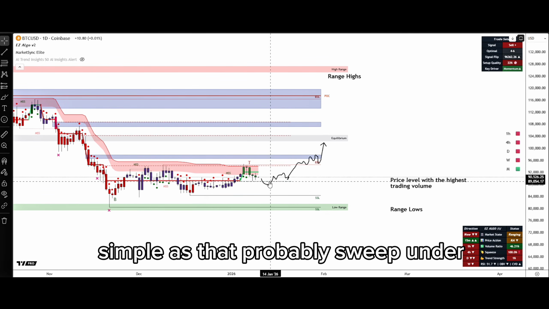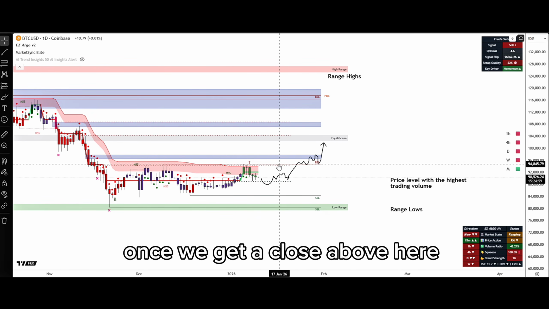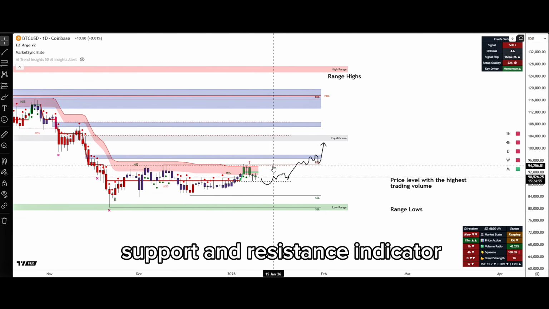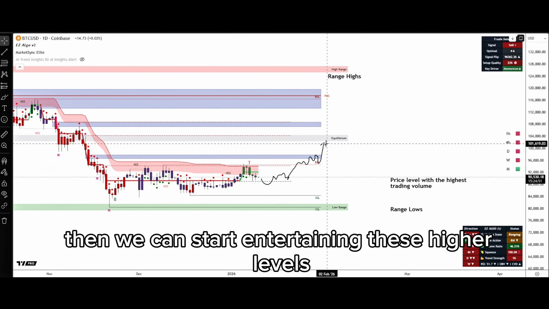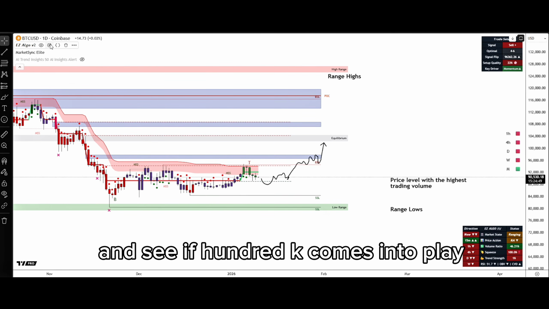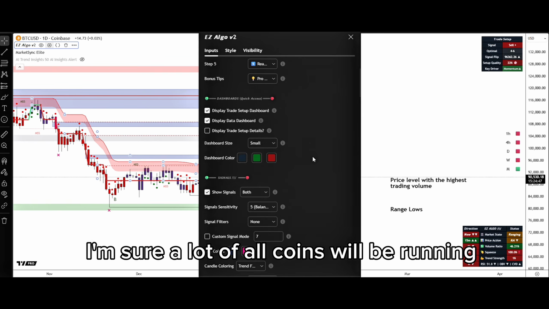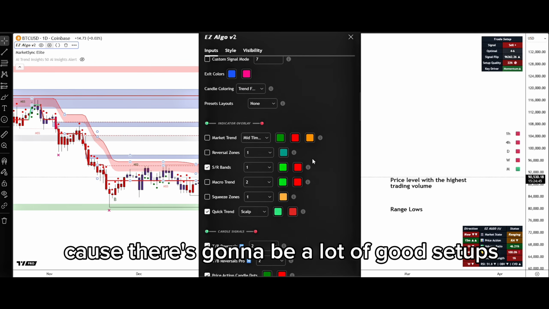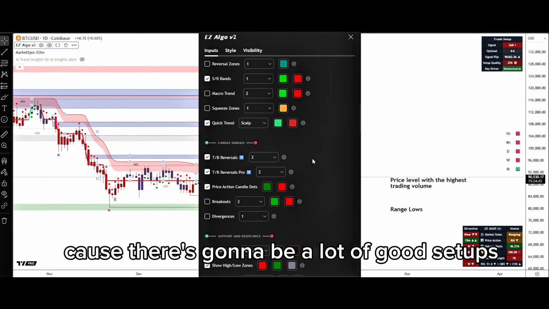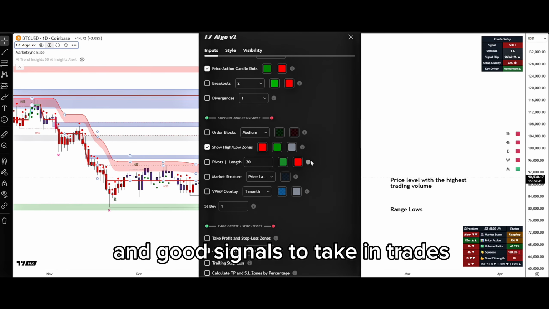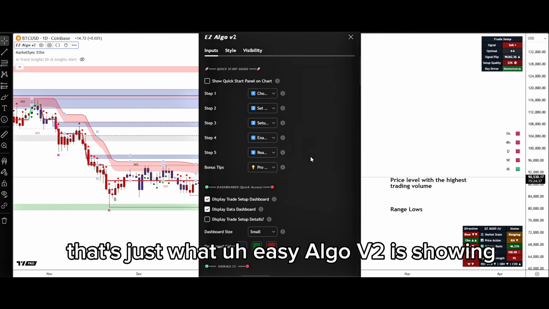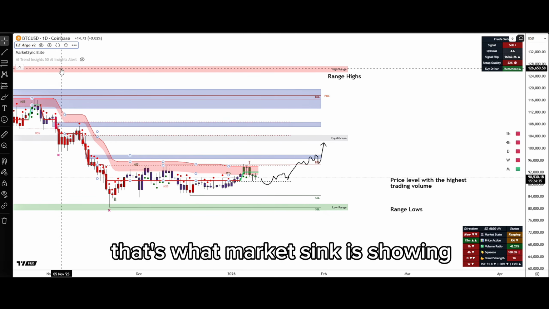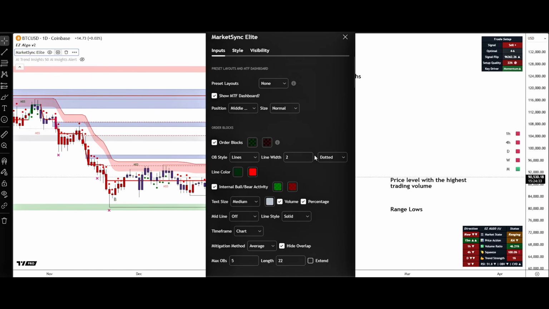And it's simple as that. Probably sweep under. And once we get a close above here, above our support and resistance indicator, then we can start entertaining these higher levels and see if 100K comes into play. I'm sure a lot of altcoins will be running, so I'll be keeping track of that because there's going to be a lot of good setups and good signals to take in trades. So yeah, guys, that's about it. So that's just what EZ Algo V2 is showing. That's what Market Sync is showing.